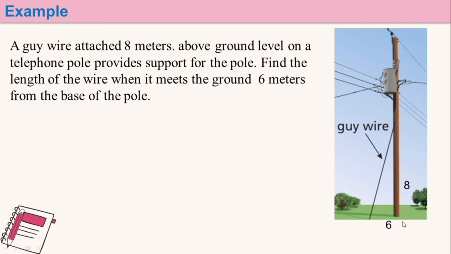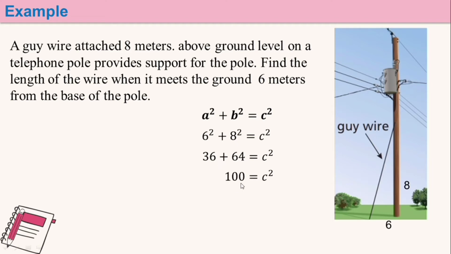So since these can be A and B, we've got a squared plus b squared equals c squared. We have 6 squared plus 8 squared equals c squared. And now I'm going to solve the entire left side. So 6 times 6 is 36. 8 times 8 is 64. Now because these are on the same side, we're going to add these two together, so 100.